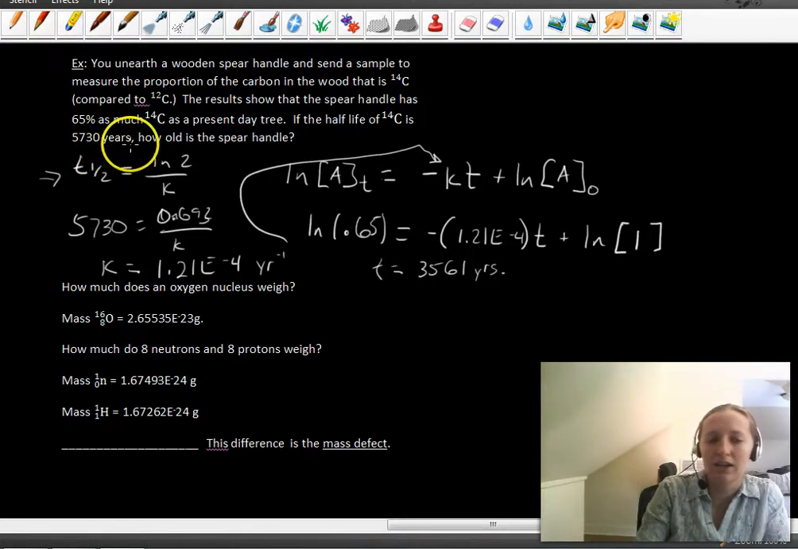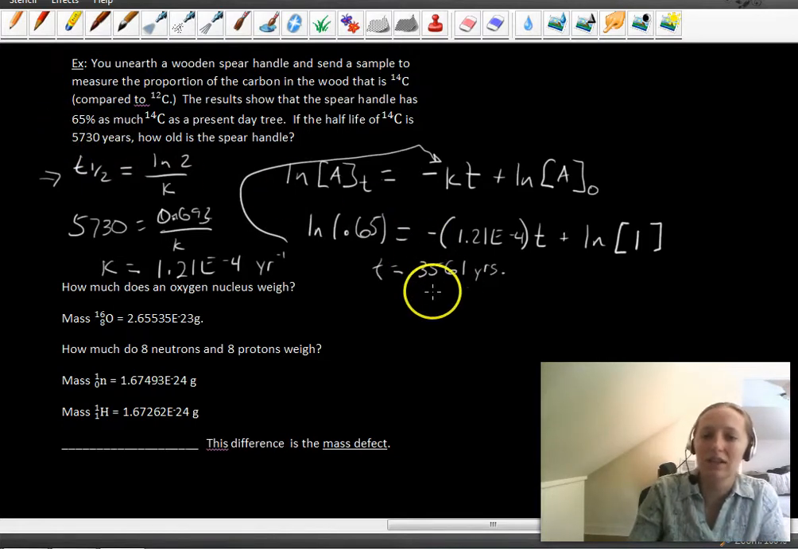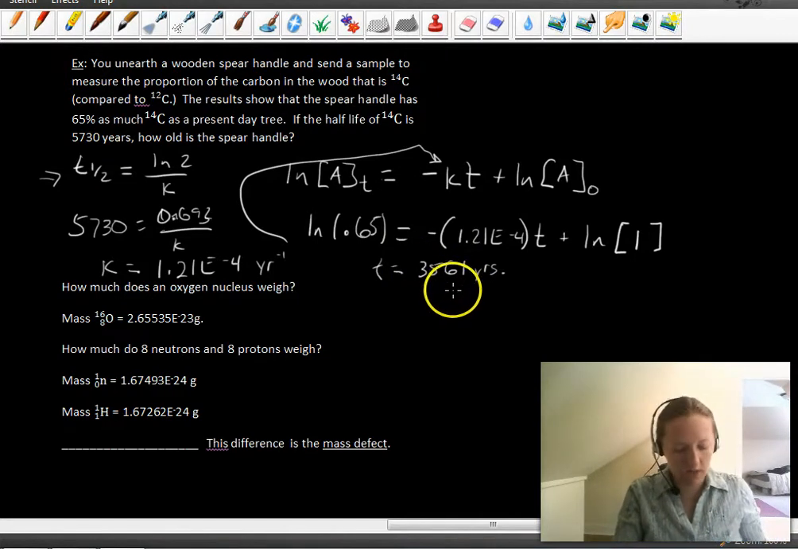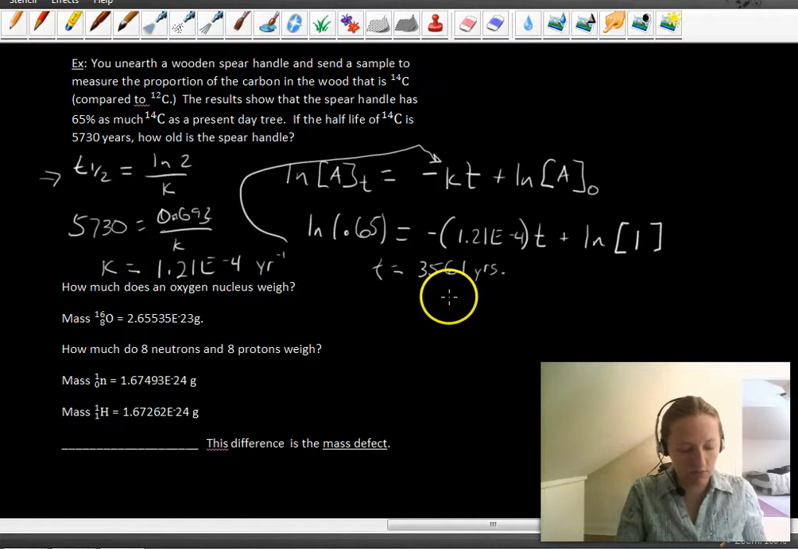But what we've got is 3,561 years, and that decayed 35% of it, so you've got 65% as much left. So it's somewhat less than a half-life. So that's pretty good. That is how you do half-life problems.